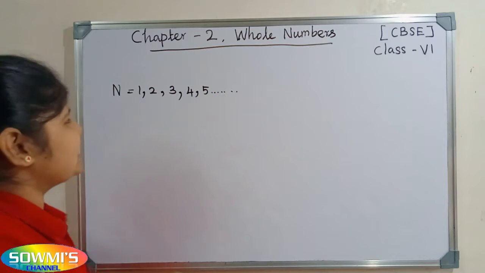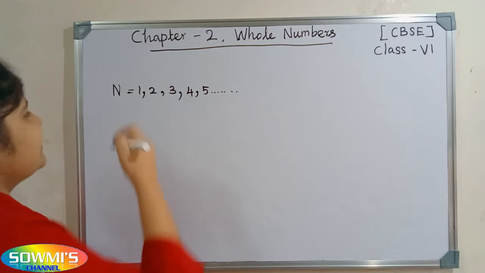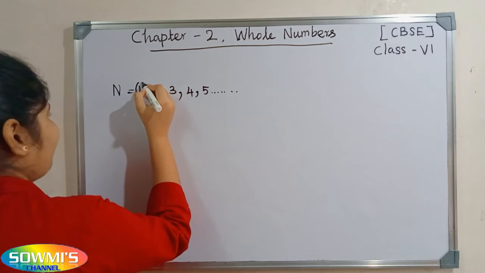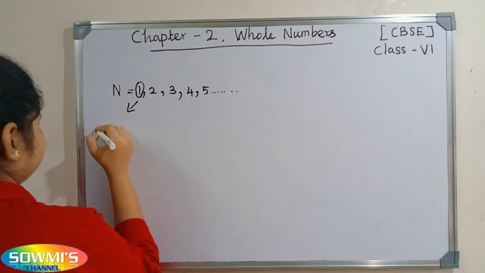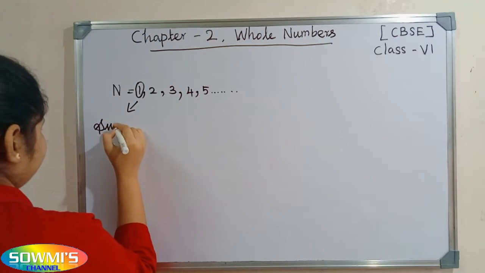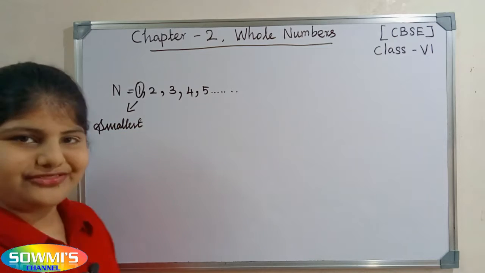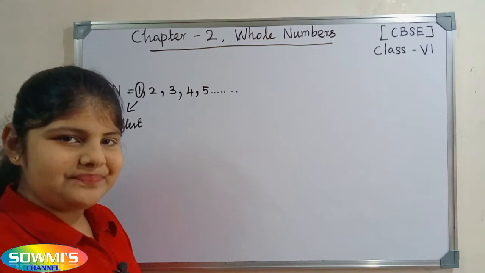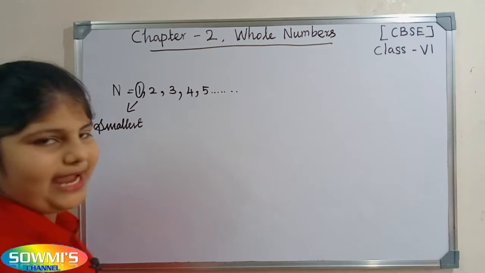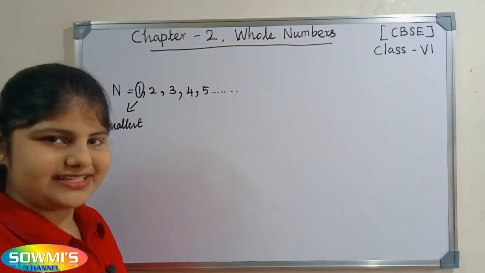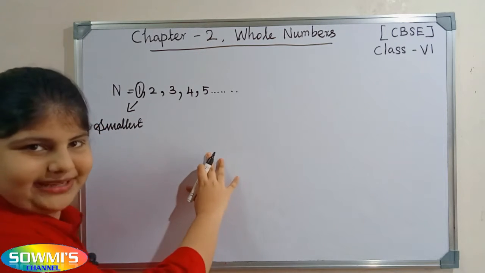Do you know which is the smallest natural number? The smallest natural number is 1. Can you find which is the largest natural number? The largest natural number cannot be obtained because they are infinite. They are like counting the stars in the sky.